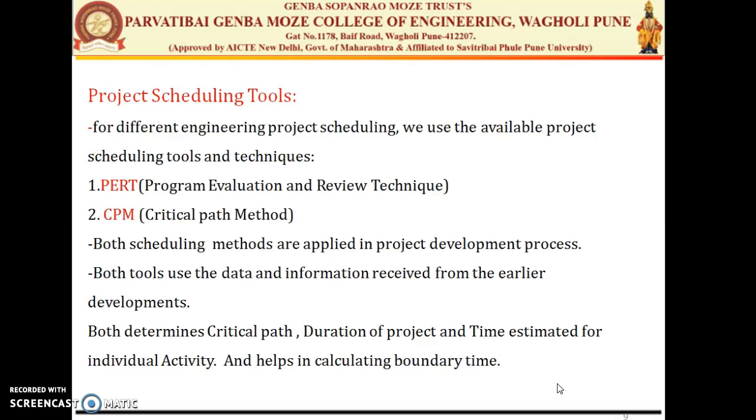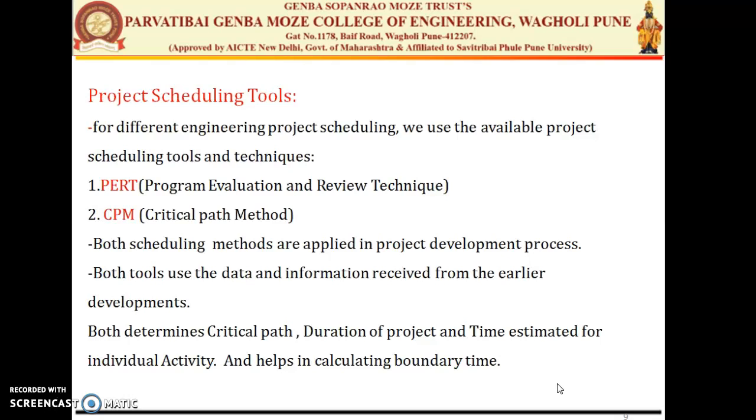So we'll start with a different section of this third unit, that is project scheduling, and we'll go with the measurements, that is the software measurement. The scheduling of the different engineering activities can use different scheduling tools and techniques. We have two different scheduling tools. One is PERT, that is the Program Evaluation and Review Technique, and the second is the Critical Path Method. Both of these scheduling methods are applied in project development.